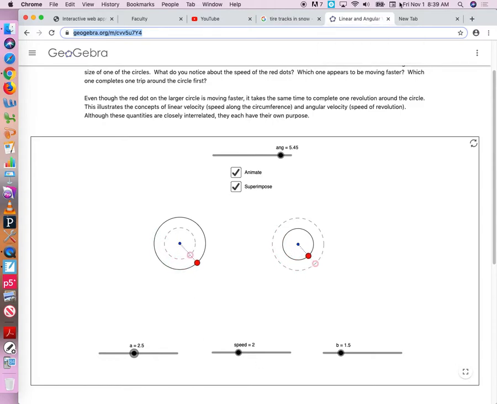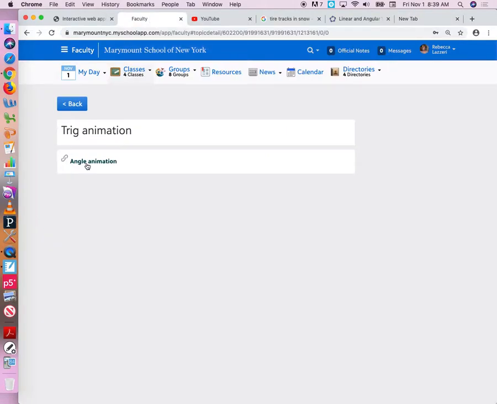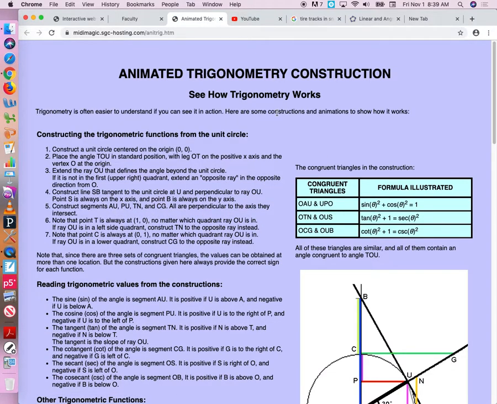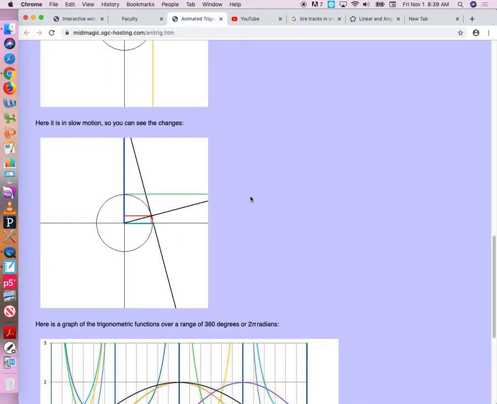But now let's go to this. I had it pulled up. I don't know where it went. Oh, here it is. Oh, no, that's not it.